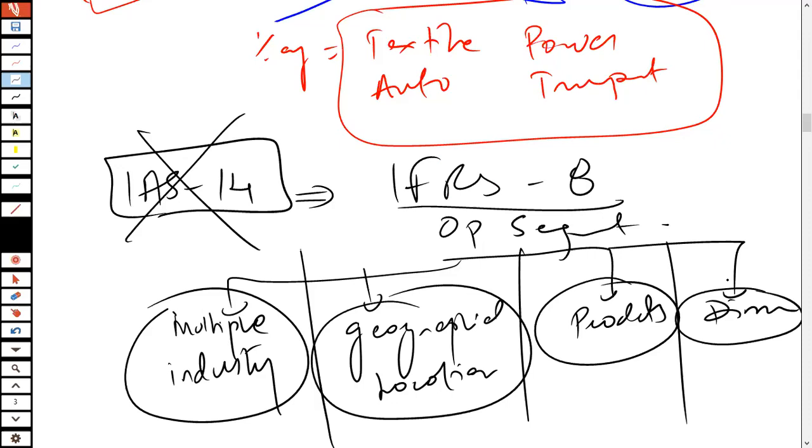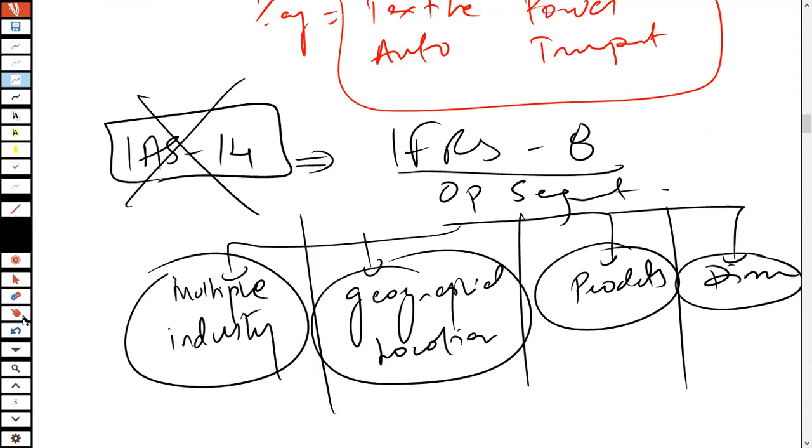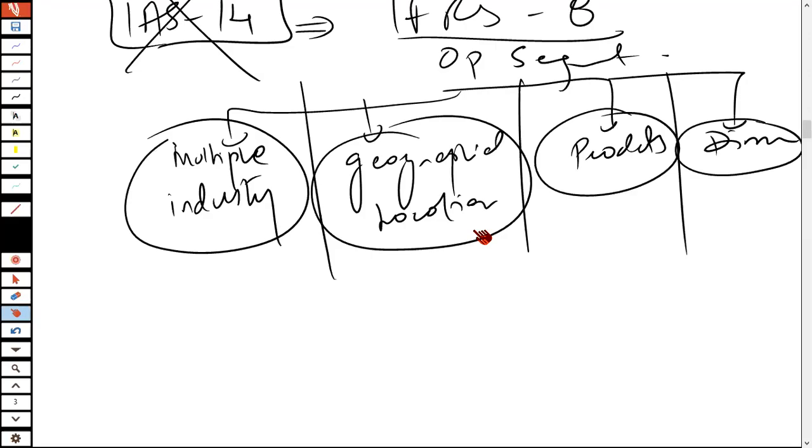So basically, the major objective of IFRS 8 Operating Segments is to make sure that the user of the financial statements gets to know the maximum about how the entity earns, and from where the entity earns. That is the objective of IFRS 8 Operating Segments. Now, let's move a bit forward and discuss further.